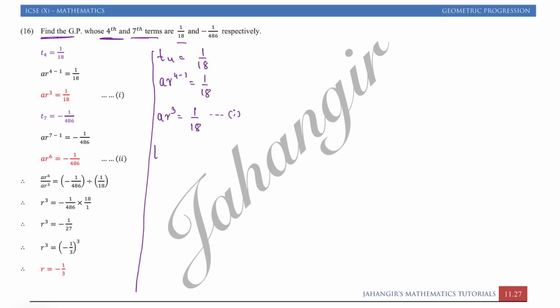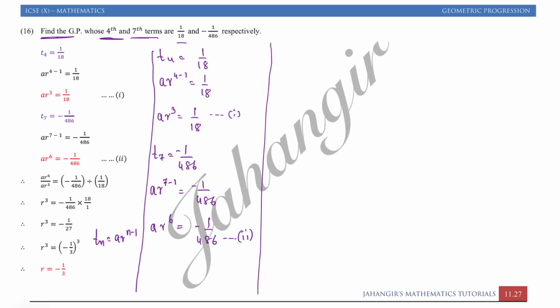Second equation is what? T7 is equal to minus 1 upon 486. So T7 can be written as A into R raised to 7 minus 1. We are just substituting in the formula for Tn, that is A into R raised to n minus 1. So this will become A into R raised to 6 is equal to minus 1 upon 486. This is my second equation.